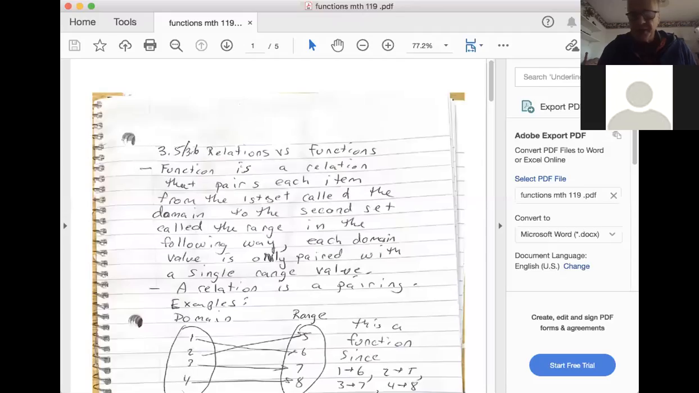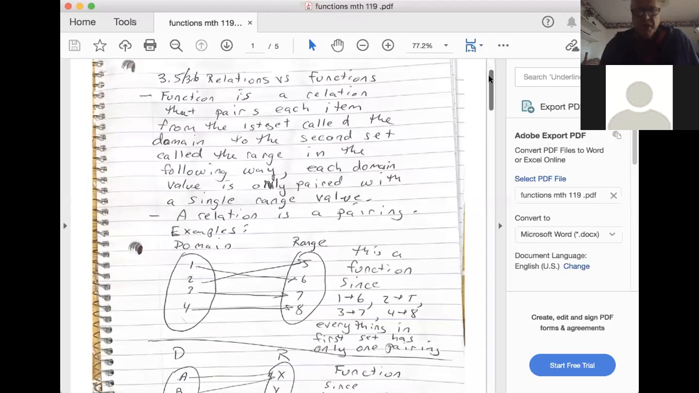Okay, so these are really important sections, 3-5 and 3-6. In fact, math is really all about the study of relations and functions more than anything else. Okay, so let's take a look. The idea of a function, it's a relation.